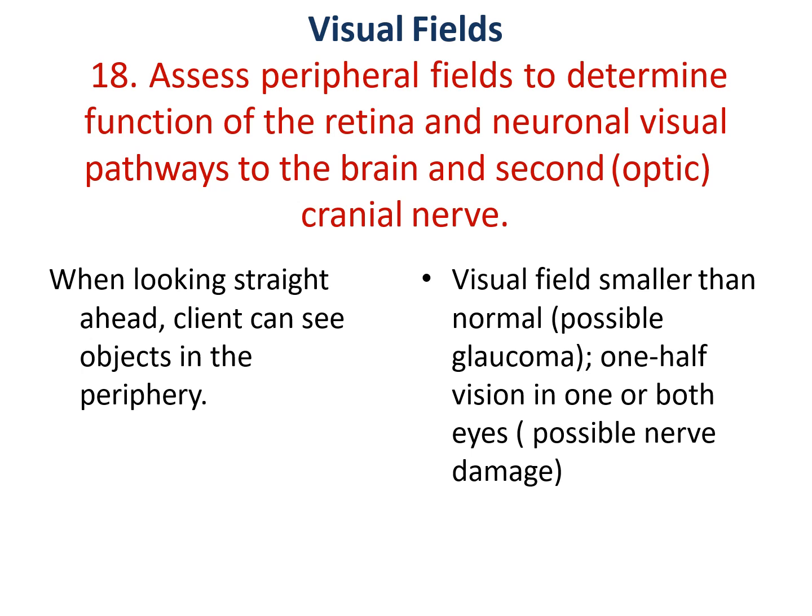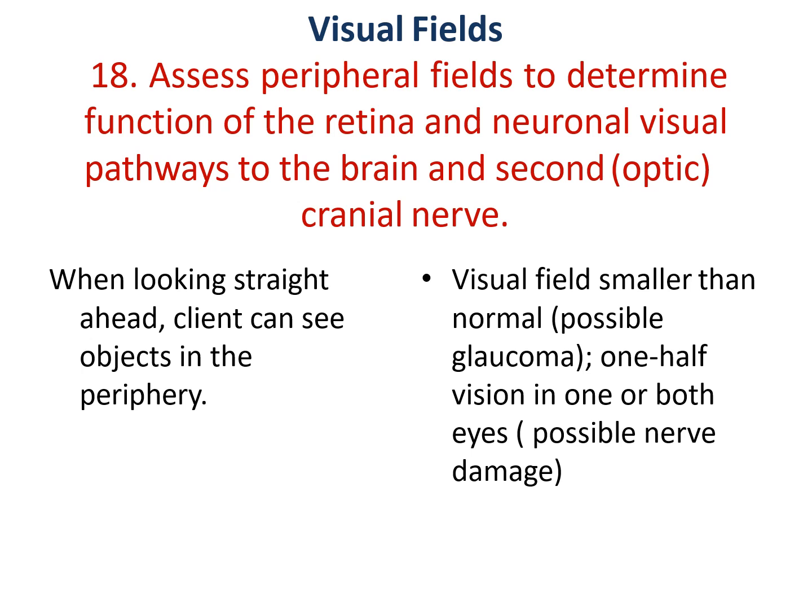Testing for the visual field. We would want to see the peripheral vision of the patient. So assess peripheral fields to determine function of the retina and neuronal visual pathways to the brain, and of course the second or the optic cranial nerve. Normally when looking straight ahead, the client can see objects at the periphery, what we call the peripheral vision. An abnormal finding is that the visual field could be smaller than normal.